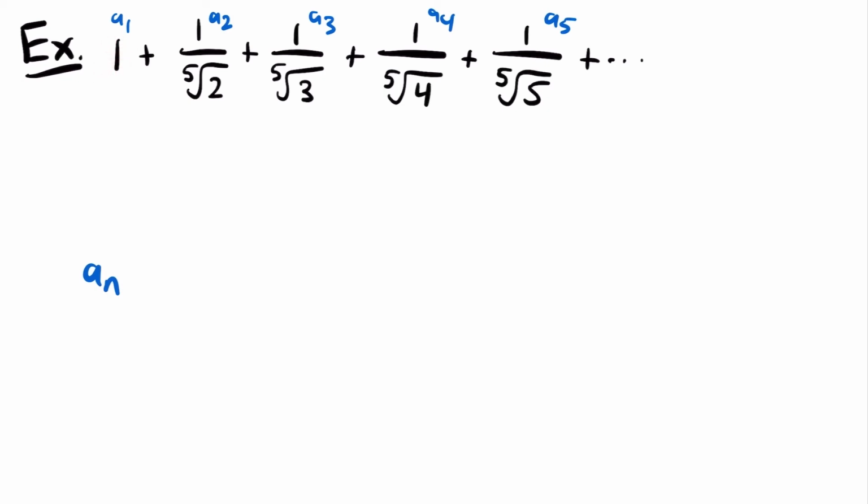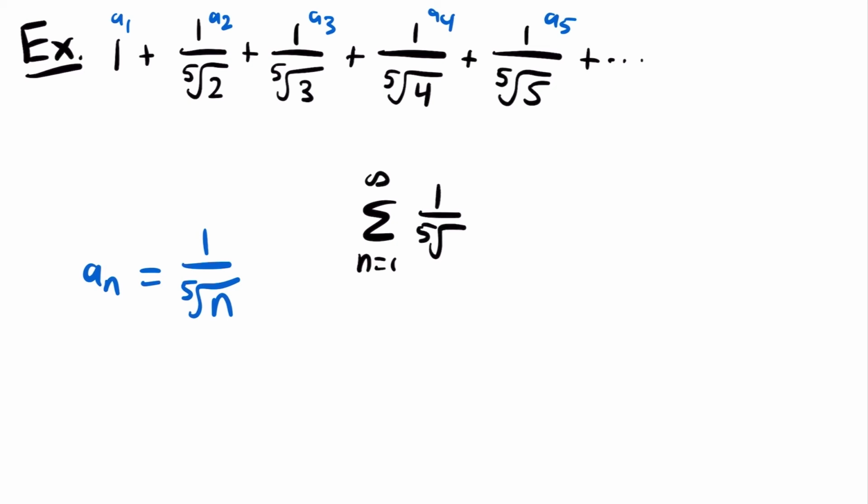And so it looks like the pattern here is that each term is equal to 1 divided by the 5th root of n, right? For a sub 2, n is equal to 2, and we have 1 divided by the 5th root of 2. For a sub 3, n is equal to 3, and we have the 5th root of 3, and this continues on for the rest of our terms. And so this is the nth term of our series, and so we can express this series as the sum from n equals 1 to infinity of 1 divided by the 5th root of n.